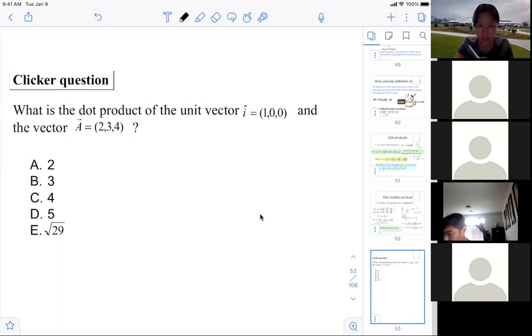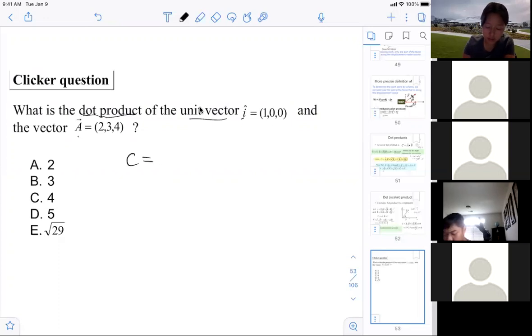Okay, so we have a majority of agreement on A, and this doesn't involve much calculation at all. So you can see that was asking about the dot product between one vector, this is a unit vector, simply has a magnitude of 1, the I hat, with a vector A, they give you the components, the X, Y, Z component. So which one do you want to use?